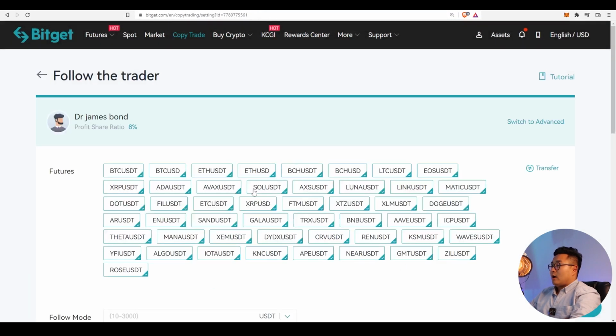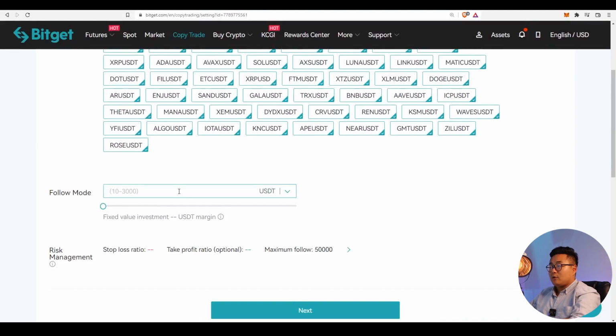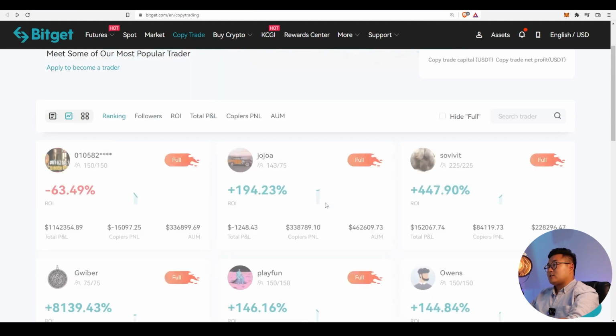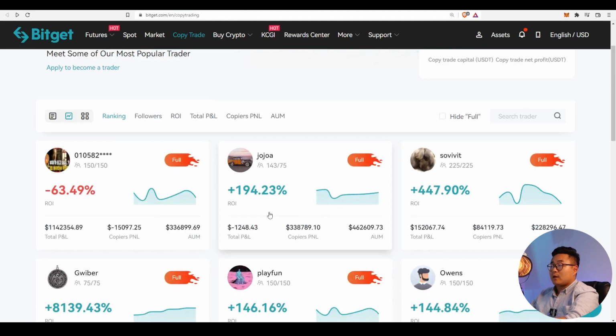When I trade them, I get to choose how much I want to follow per trade, right? It represents the margin cost of each copy. If you bet USBTC, you follow a fixed amount, 100 USDT. When a trader opens a position, you will invest 100 USDT as margin to open the position, right? That's a lot, guys. That's $3,900 I need to have in my account on an average day, on a good day, to follow these guys. That is quite a lot of money that you need to invest.